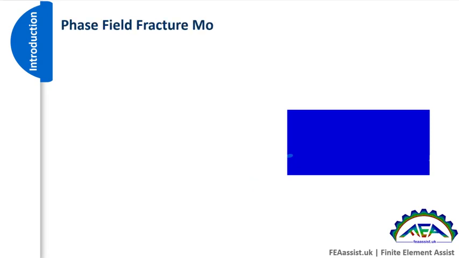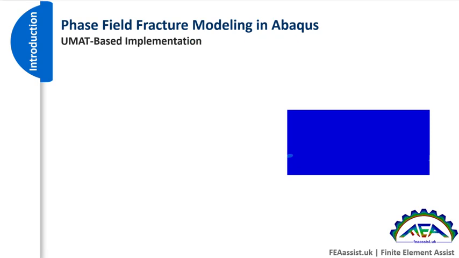Hello, in this video we will study phase field fracture modeling in Abaqus using a UMAT based implementation. Phase field methods provide a powerful framework for simulating crack initiation and crack propagation without predefined crack path or remeshing. As you can see in this video, the crack is initiating and propagating naturally without requirement for a predefined crack.